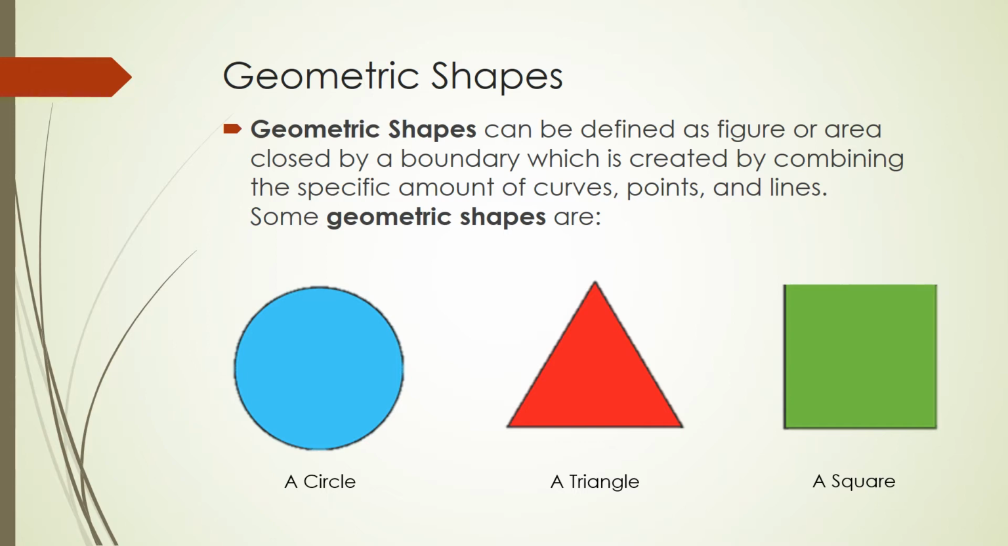Can you identify anything in your home or in your school that looks like a circle, a triangle, or a square? Think about it. Can you touch something right now in your space that looks like a circle, a triangle, and a square? If you can, very good.